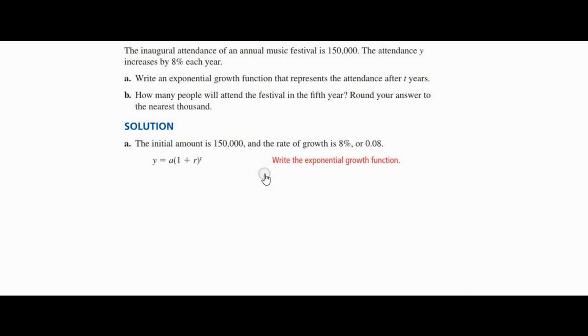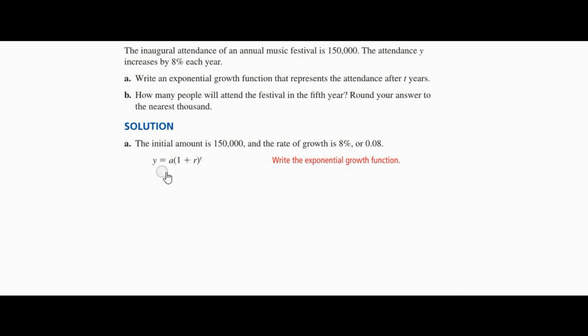And so our exponential function is going to be y equals 150,000 times our b value, where our b value is a growth factor because it increases, right? So it's going to be 1 plus that 0.08. This will be 1.08. 150,000 times the quantity of 1.08 to the t power. That's what I would say. The initial amount is 150,000 and the rate of growth is 8%, or 0.08.